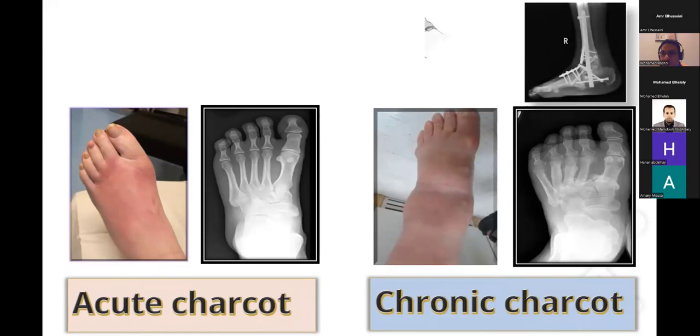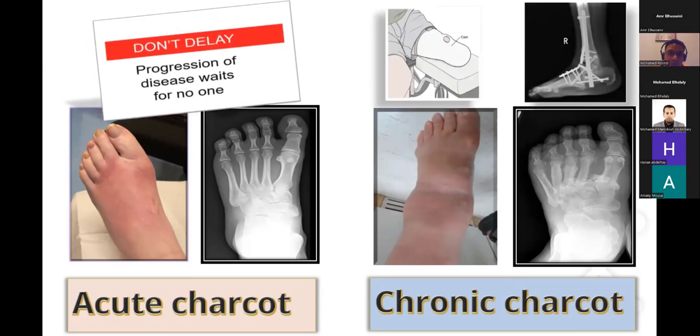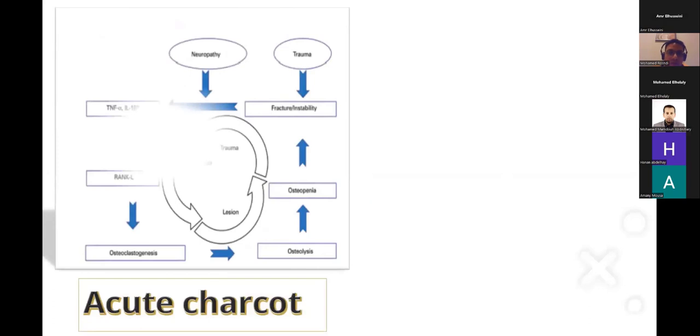If it is not treated, it will proceed to orthopedic fixation. If it is not treated more and more, it can lead to amputation. So please, do not delay. Progression of disease waits for no one.